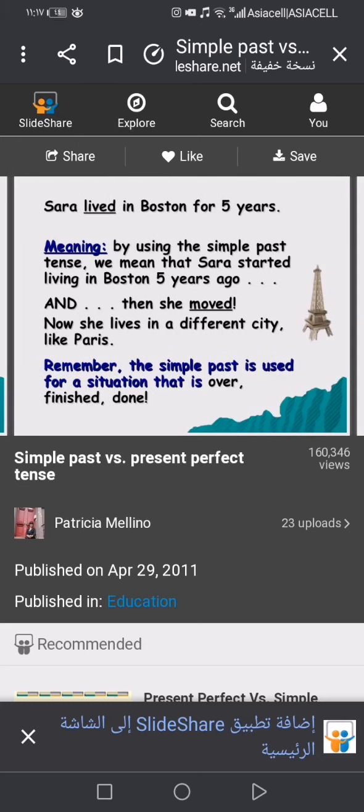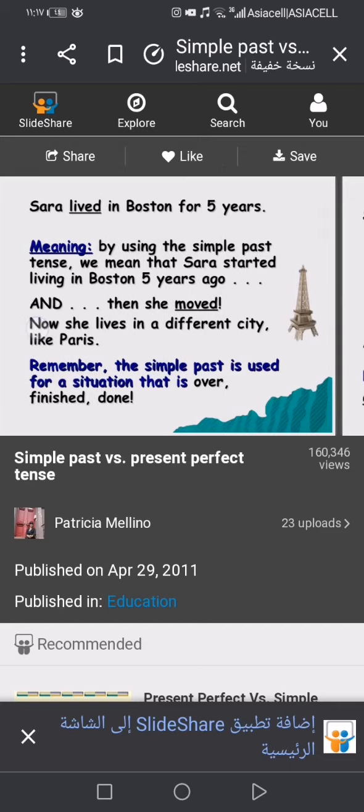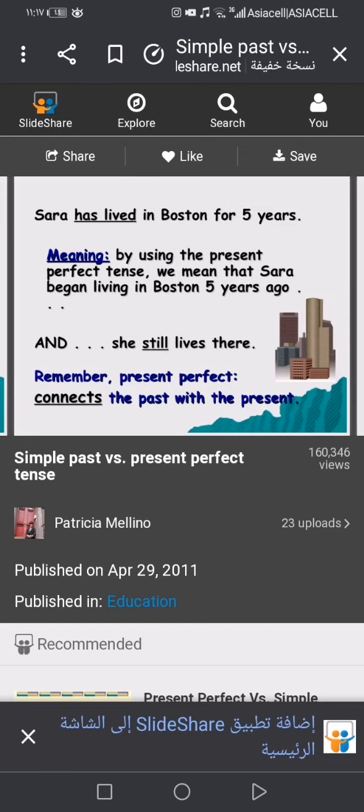Okay. By using the past simple, we mean that Sarah started living there 5 years ago, but then she moved, or she went to another place. But now she lives in a different city. The simple past is used for a situation that is over, finished. So she lived there in the past, and we don't know where she is now. But she has lived in Boston, meaning what?